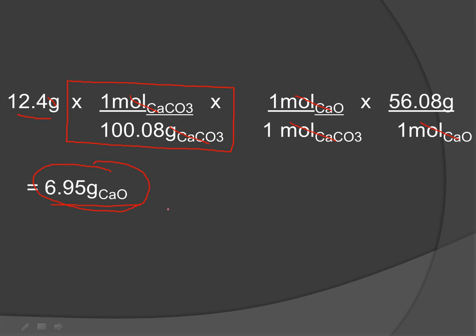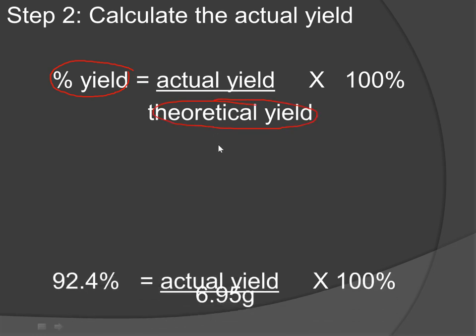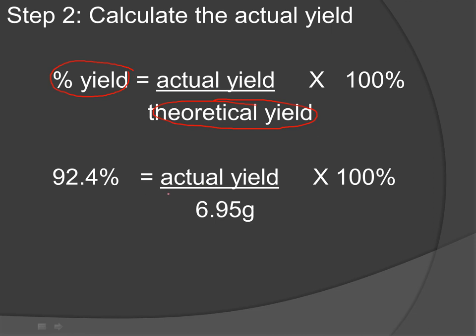We know the percentage yield. Now we just need to calculate the actual yield. So we have this term, we have this term, and we're solving for the actual yield. Essentially, we want to know what is 92.4% of 6.95 grams. Rearrange for actual yield, and you should end up with 6.42 grams as our actual yield of product.